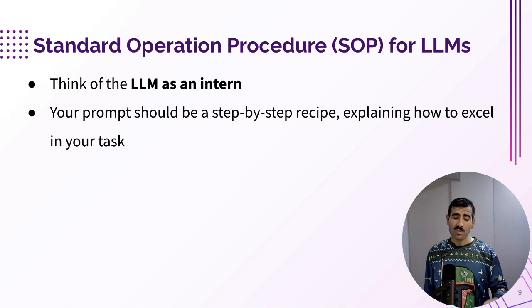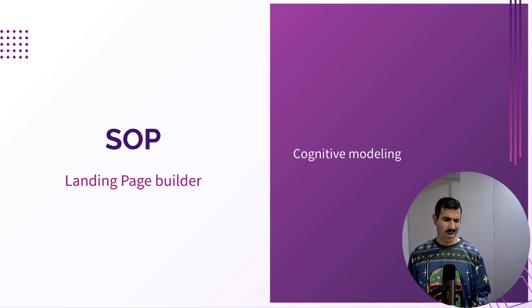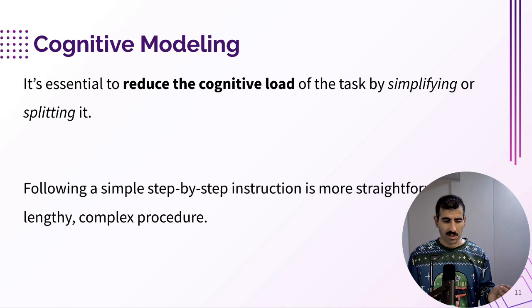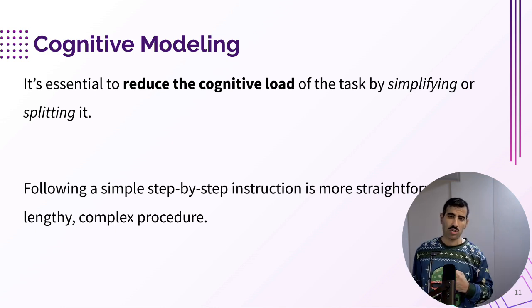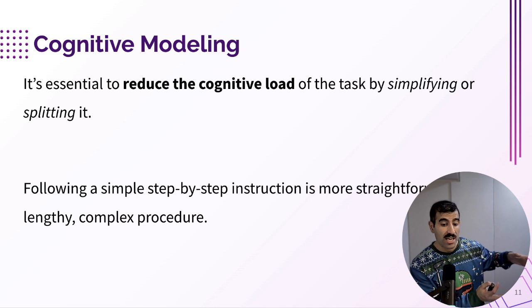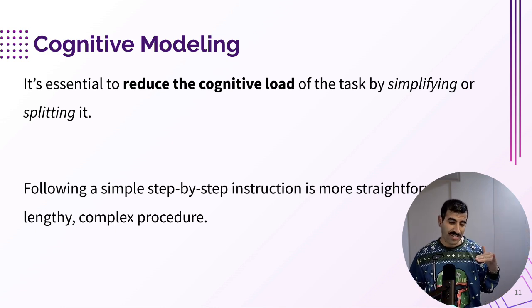This way, we can ensure it excels in our task. So how do we do that? In order to think about that, let's take an example. Our example is going to be how to build a landing page builder. So first we want to assume that we are the expert, or maybe interview a real expert, and reduce the cognitive load of the task by simplifying it into some smaller steps.